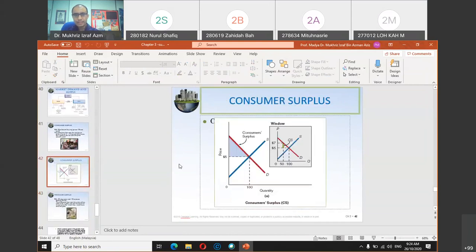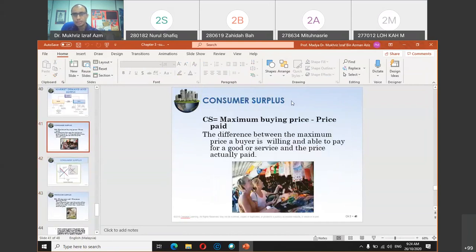And finally, on the concept of consumer surplus. Consumer surplus is by definition the maximum buying price minus the price paid, or in other words, the difference between what you are willing to pay and what you actually paid.